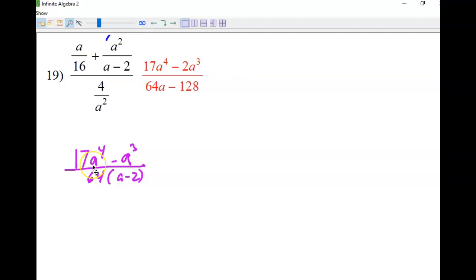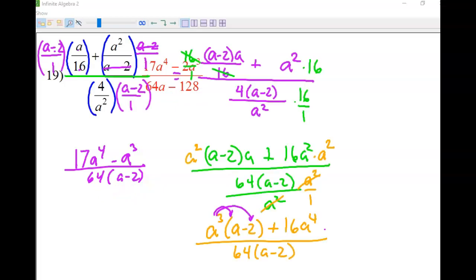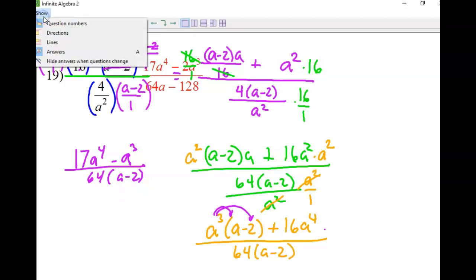Okay, so I see 17a to the 4th minus, should have had a 2 there. Wonder what I did wrong. And also on the bottom, you have 64 minus 128. So they distributed this to get that bottom there. But I'm kind of curious what I did wrong, so I want to back up a little bit. And let's see why they had a 2 and I did not.